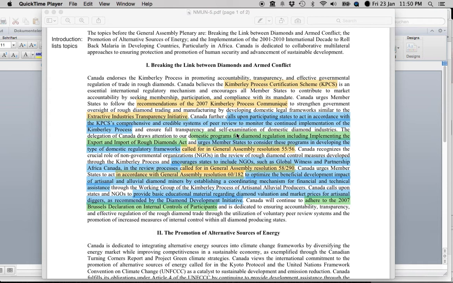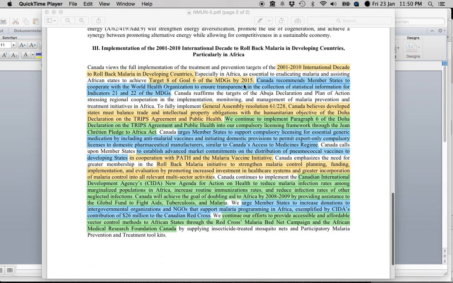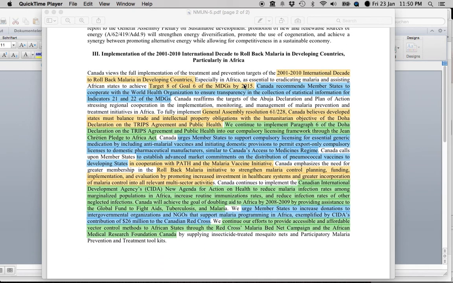Everything marked in green concerns the domestic area. So what is the situation on this particular topic in your country? What is your own country doing with regard to the aspects of the topic? And blue: why is this relevant to the international level, and what should the international community, the UN, or other countries do about it? I've marked this for the topic on the link between diamonds and armed conflict, and on the rollback of malaria.